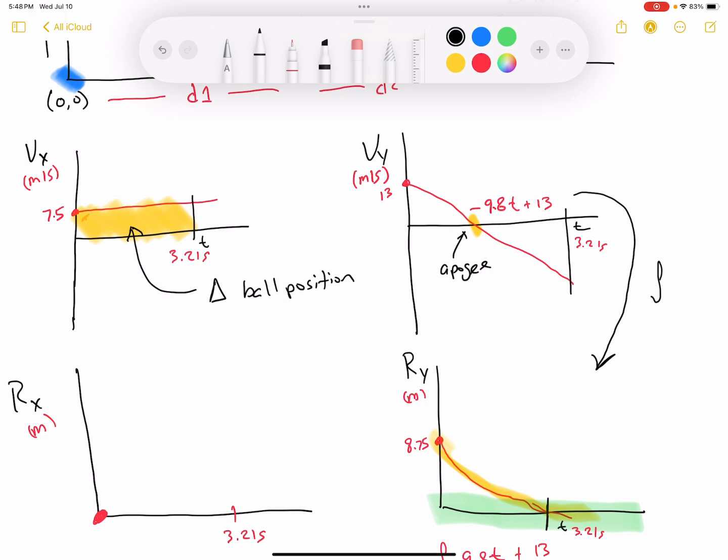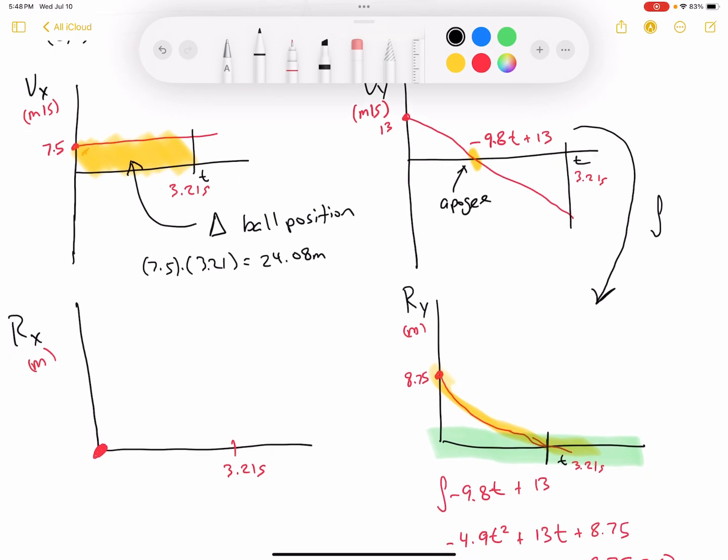All right, let's do that. 7.5 times 3.21 equals 24.08 meters. So the area under this curve is 24.08 meters. So that's how far it changed. But what you want to know is where it's at now, because it started here at 0.